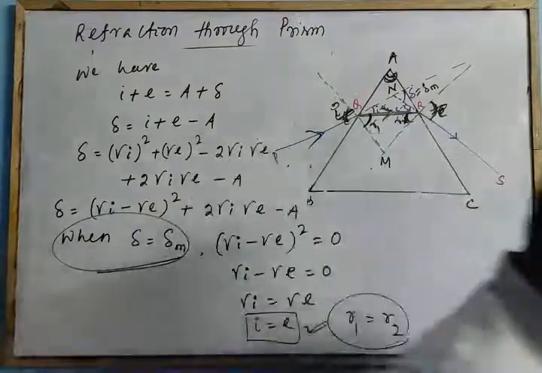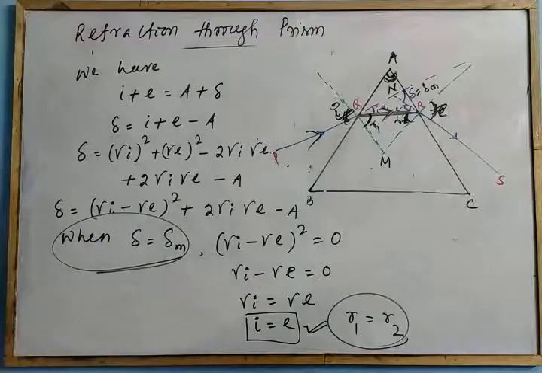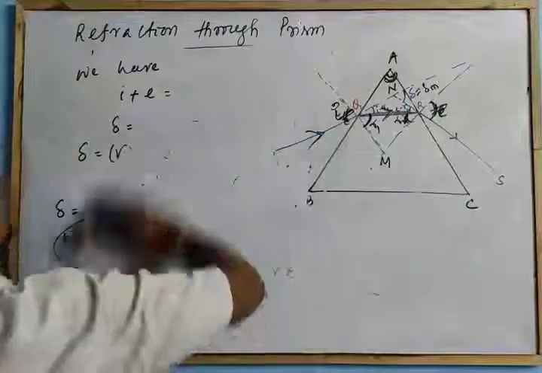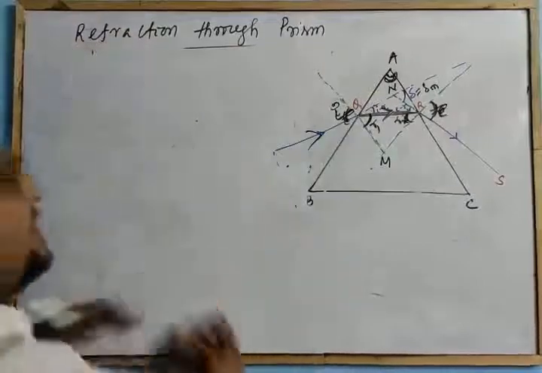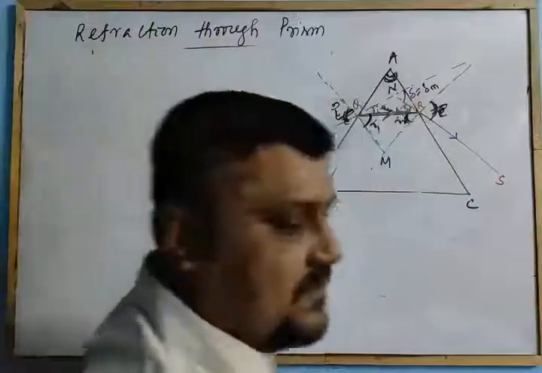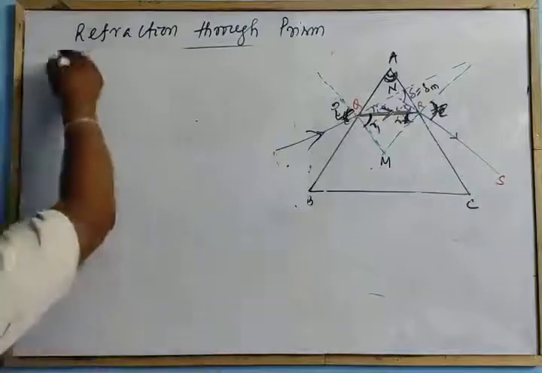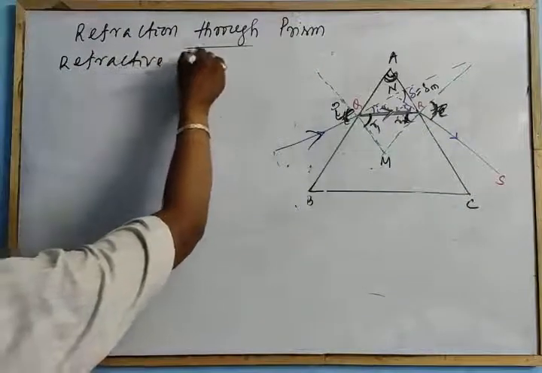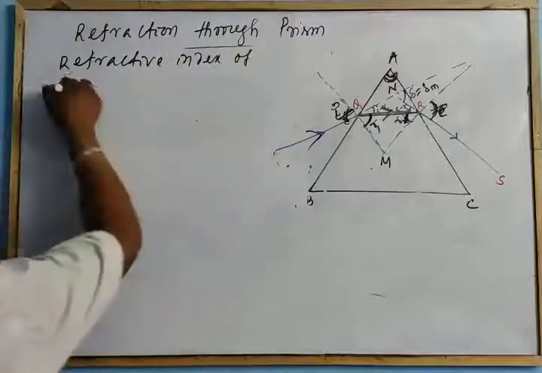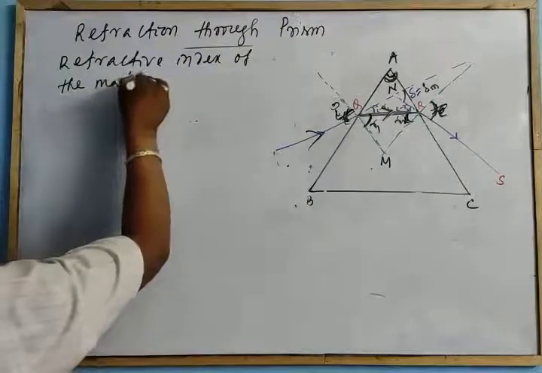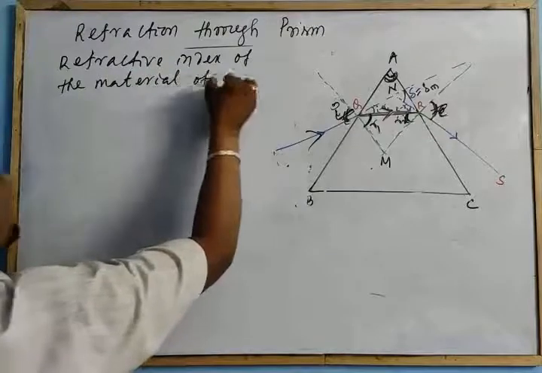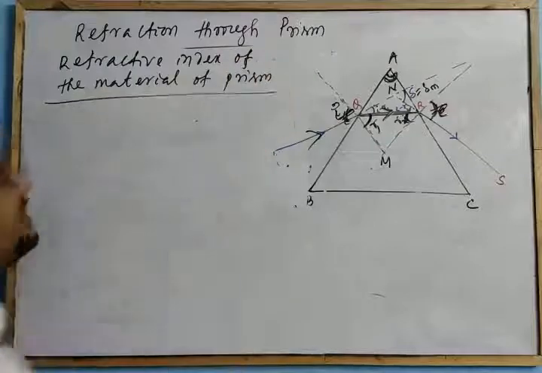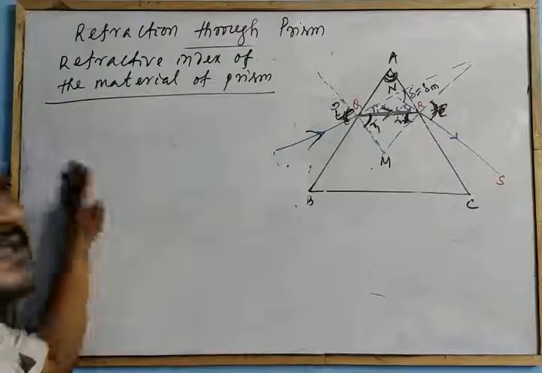Clear? After getting this angle of deviation case, now let me find the refractive index of the material of the prism. What is the refractive index of the material of this prism? Let me find it by using that expression.